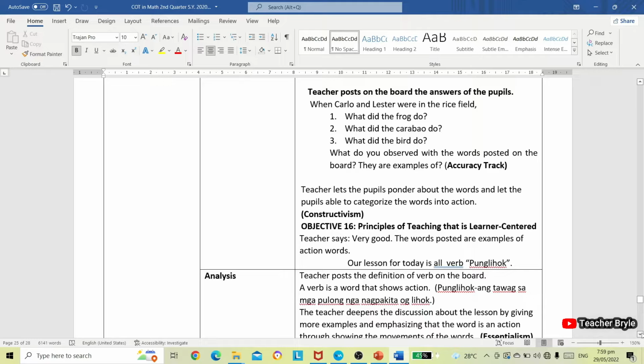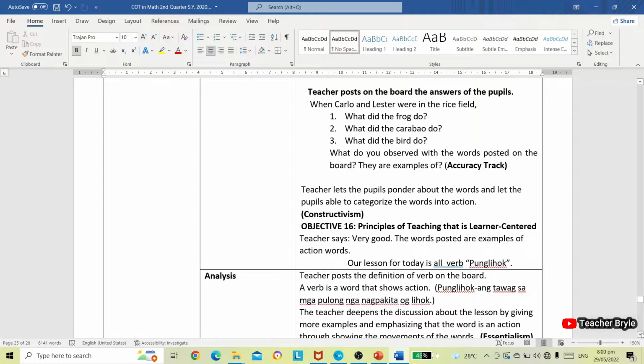What do you observe with the words posted on the board? They are examples of, and that is, we are in accuracy track. Also, the teacher lets the pupils ponder about the words and lets the pupils categorize the words into action. And that is the principle of constructivism. And we targeted Objective 16, principles of teaching that is learner-centered.